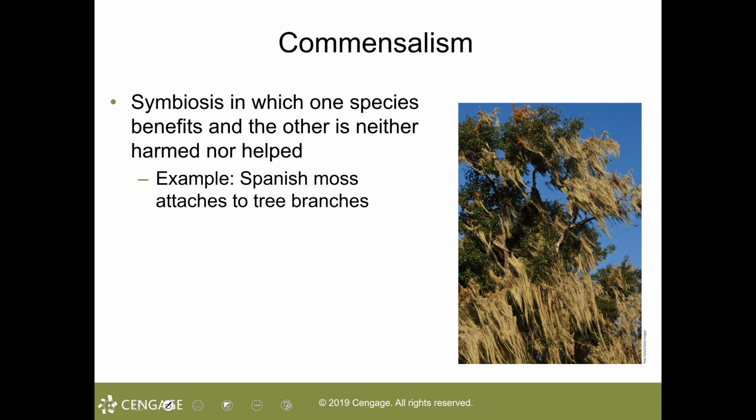So getting back to commensalism, class, it doesn't necessarily occur much, but in this case it's showing the Spanish moss that attaches to tree branches. And keep in mind, class, that Spanish moss is not moss at all. It's actually a member of the bromeliad family. And you say bromeliad family? Yes, I did. I say the bromeliad family because they are epiphytes. These are plants that grow on other plants. So it's not at all a moss. It's an epiphytic plant that grows on another plant.